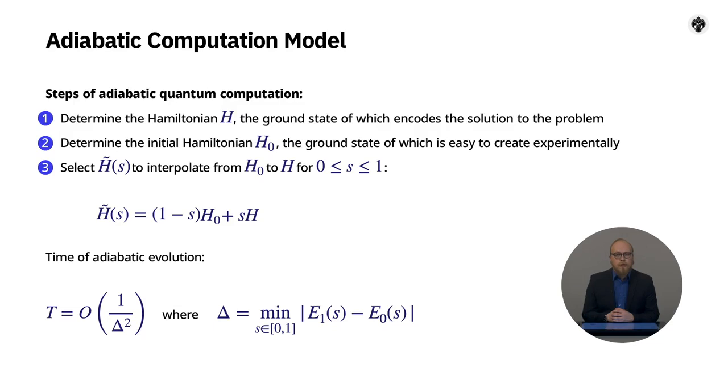It remains for us to understand how slowly the process of adiabatic evolution takes place. In other words, how long do we need to wait in the experiment for the transition to the required quantum state to occur? Since we need the system to be constantly in its ground state, the evolution time can be estimated through the energy gap between the ground and the first excited states of the operator H tilde of S. In theory, this time is estimated as big O of 1 divided by delta squared, where delta is the minimum energy gap between the first excited state and the ground state for all S from 0 to 1.